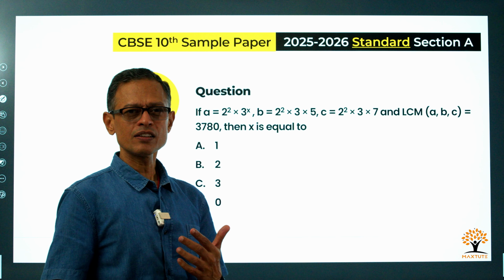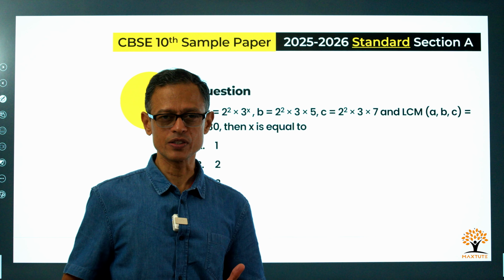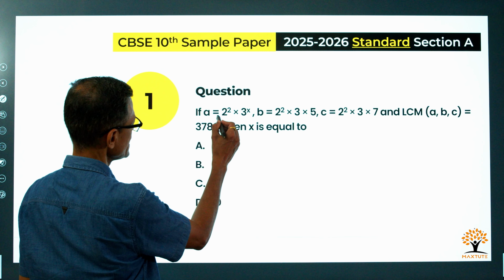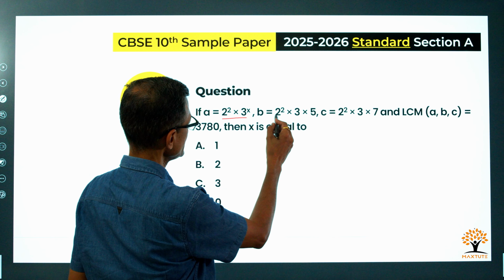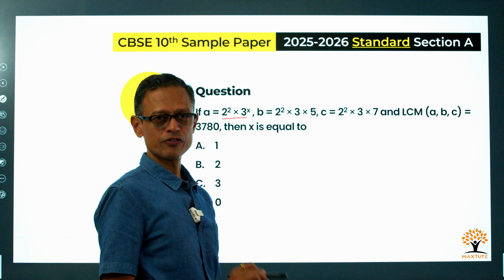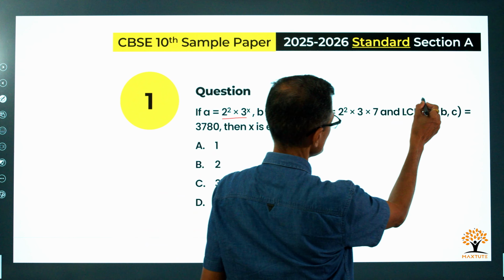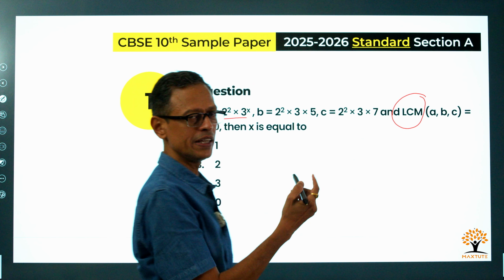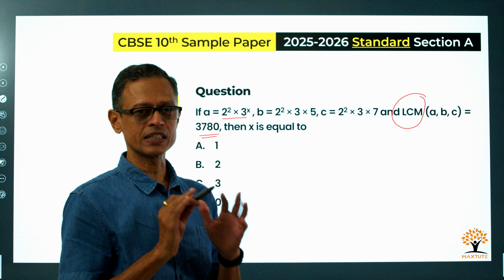This is a very easy question. The concept tested is the prime factorization way of finding out the LCM of numbers. Let's get started. If A is equal to 2 square into 3 power x, B is equal to 2 square into 3 into 5, C is equal to 2 square into 3 into 7. And what are they given? They mentioned that the LCM of A, B and C is equal to 3780. What is the value of x is what they've asked.